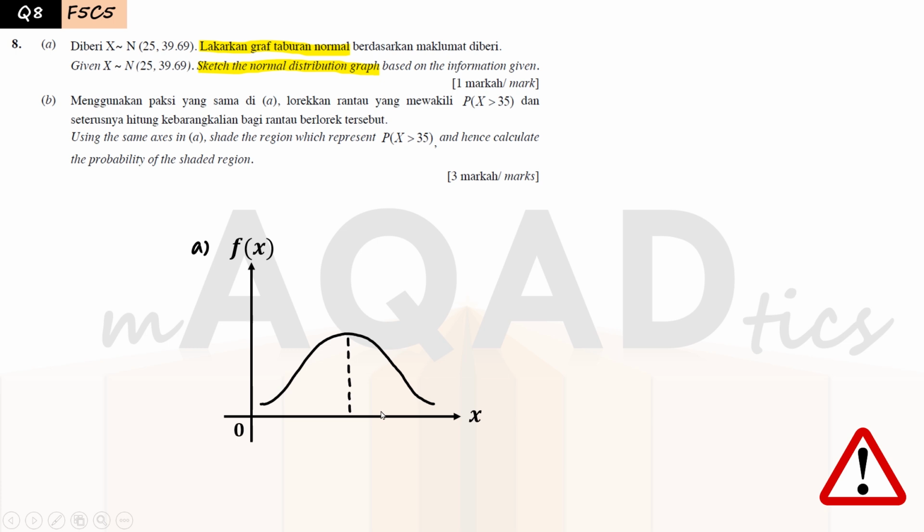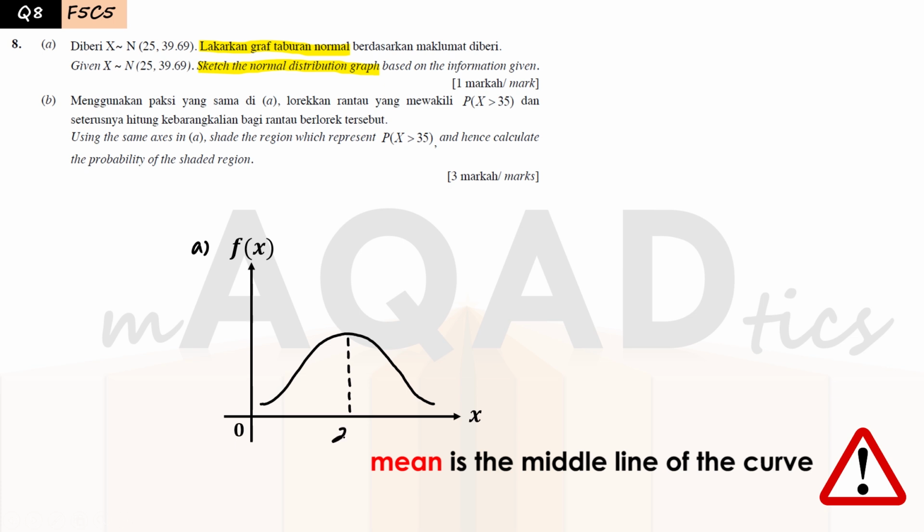Another thing students forget to do is to label the middle line. The middle line is actually the mean of the distribution, which is 25. So we are going to label this 25 here. But why is the mean on the middle line of the curve? The reason is because the mean is the average of all the data.